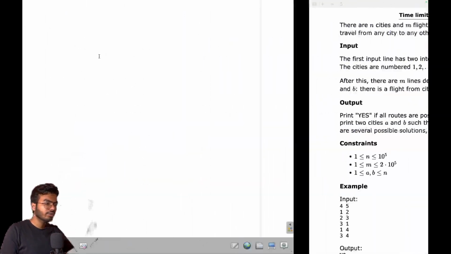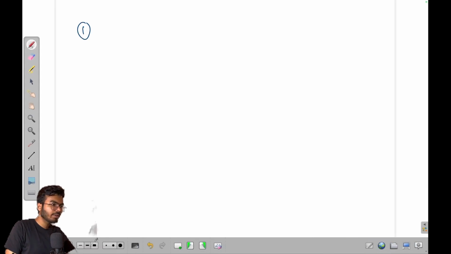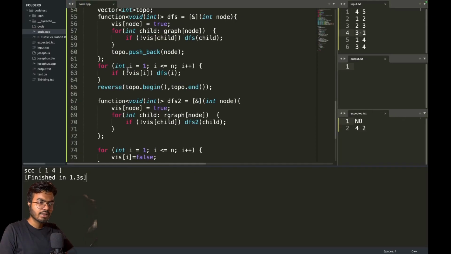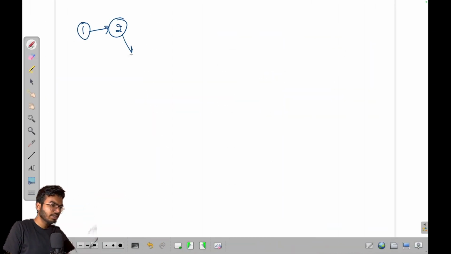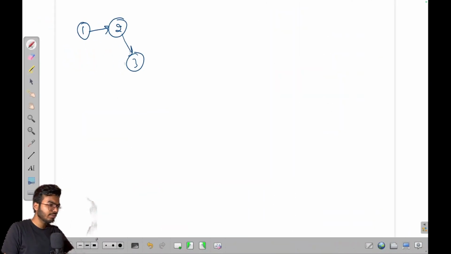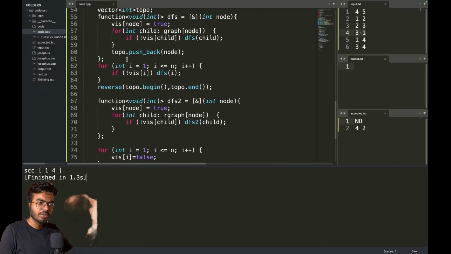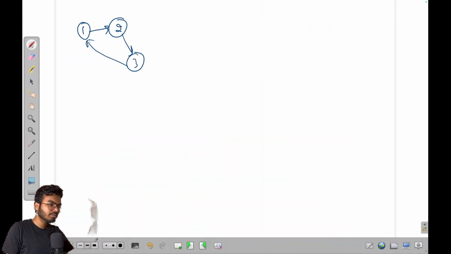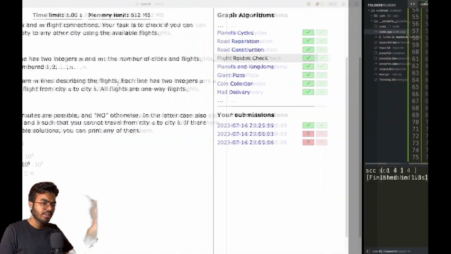First we have 1 and 2, one edge like this. Then we have 2 and 3. Then we have 3 and 1. Okay, so this is a strongly connected component. Then we have 1, 4, so 1 is pointing to 4. And then we have 3, 4.